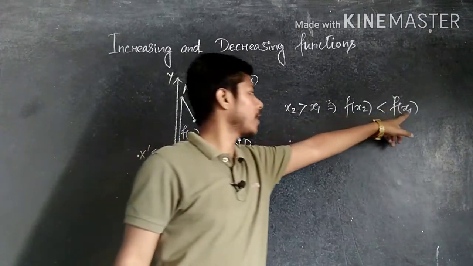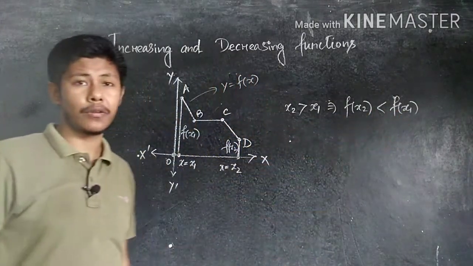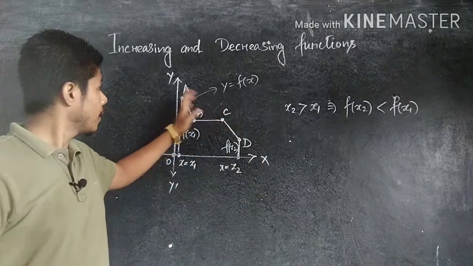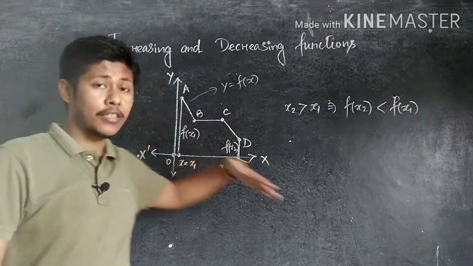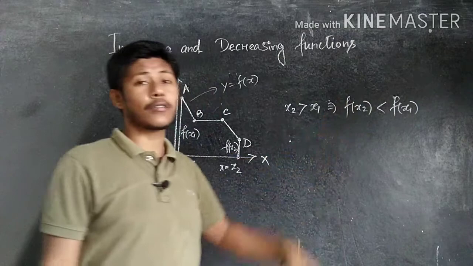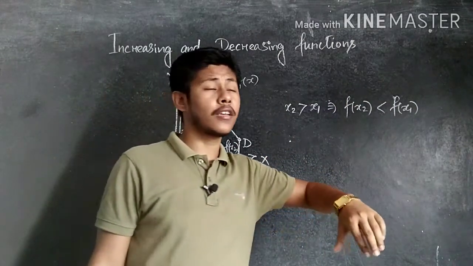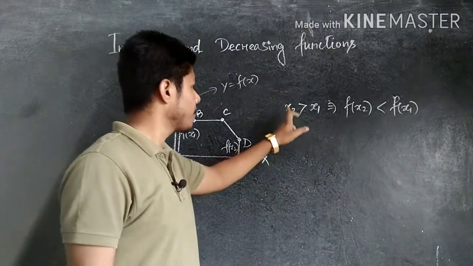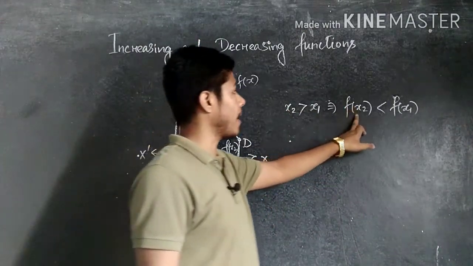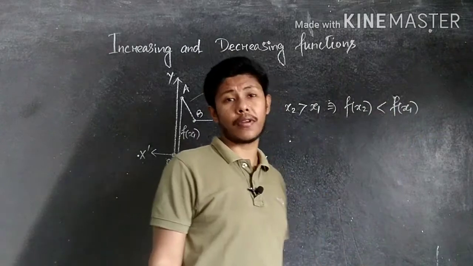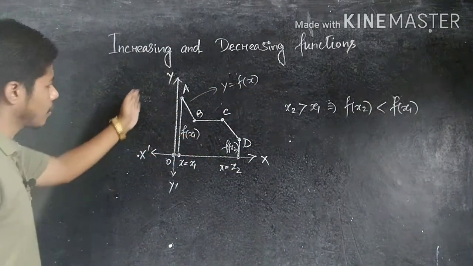So that's why we write here f of x1 is greater than f of x2. Is it clear? If we consider decreasing, continuously decreasing, then we get this condition. Is it clear? In the earlier case, in case of strictly increasing, what do we get? If x2 is greater than x1, then we get f of x2 is greater than f of x1.